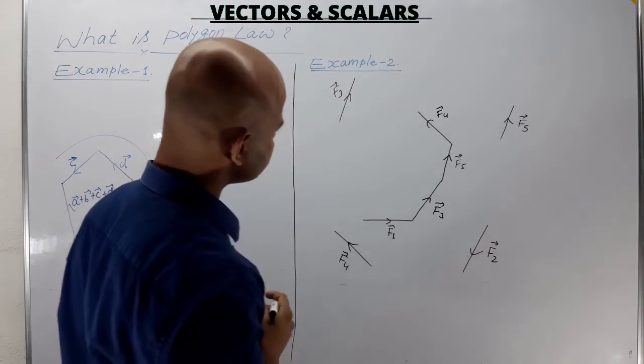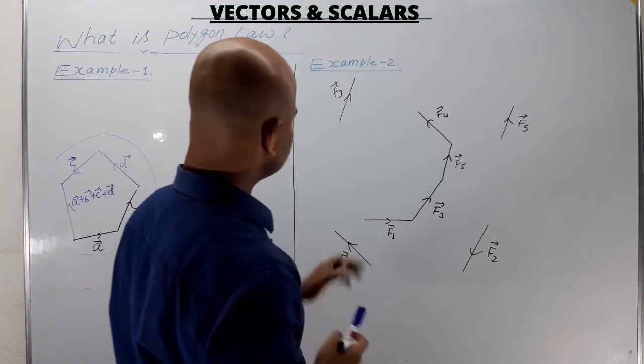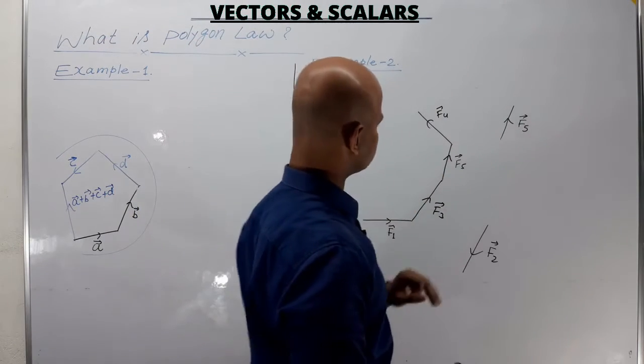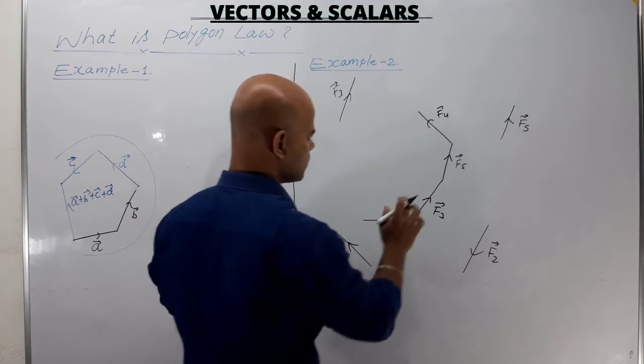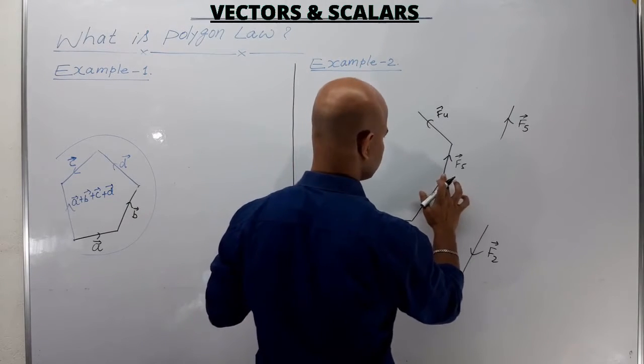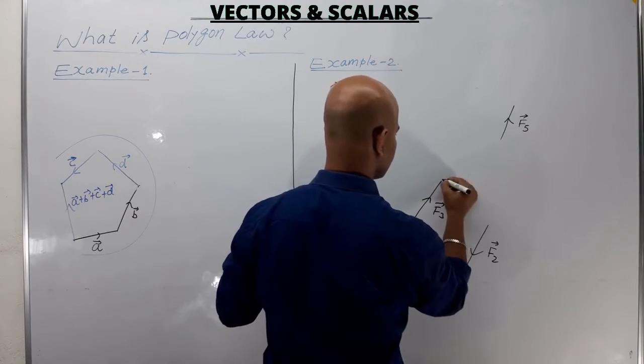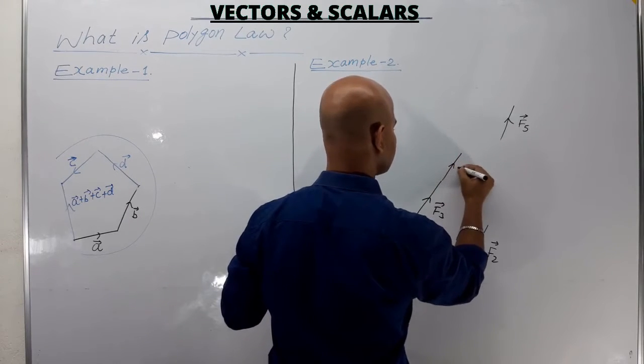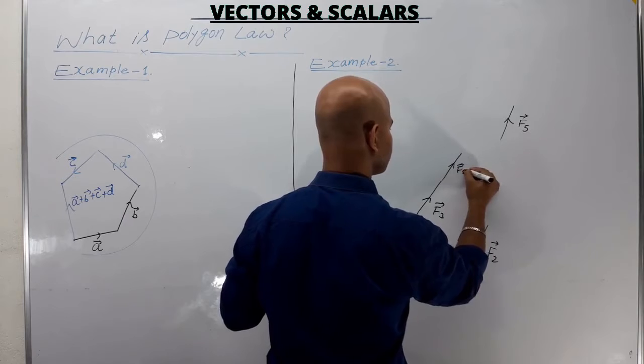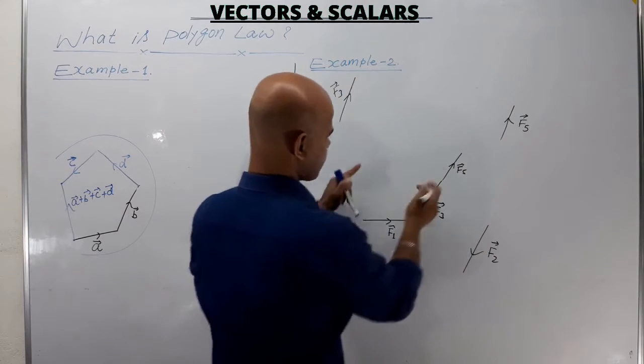Okay, one thing I see, this F3 vector and F5 vector seem almost parallel. So you can do it like this. You can keep it like F5 vector. This is F5 vector, right? And this is F4 vector.